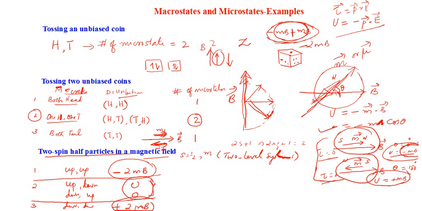Now how many microstates? Actually there are 4 microstates. This is one microstate, this one is another, this is another, and this is another. Is that clear? Each of these is a distinct arrangement of the particles of the system. So there are 4 microstates, but 3 different macrostates. My question: which macrostate has the largest number of microstates? The second macrostate has 2 microstates. The remaining 2 macrostates have only 1 microstate each.